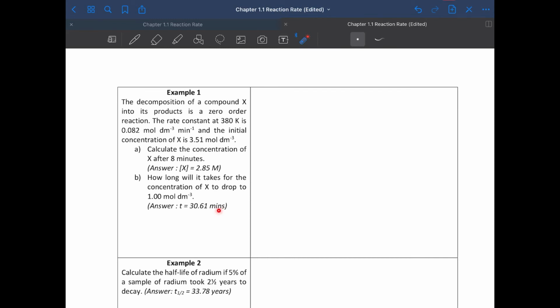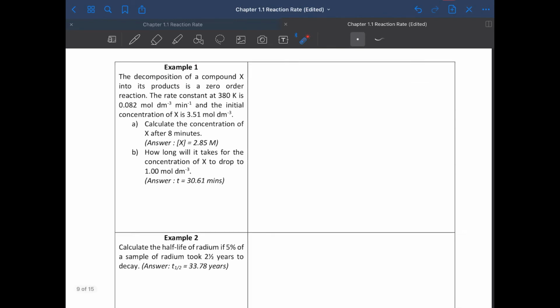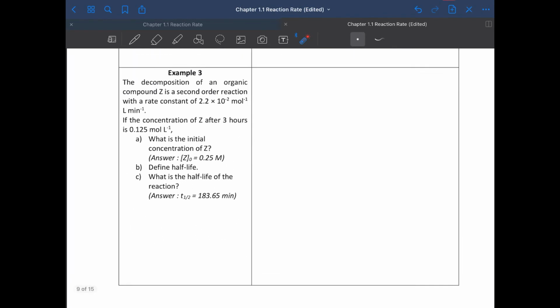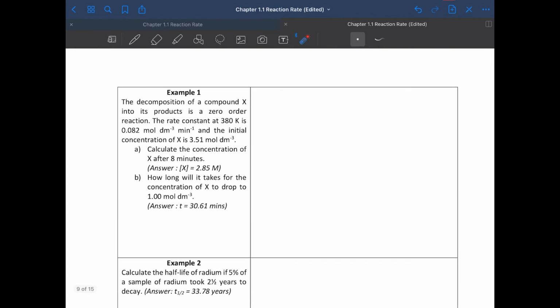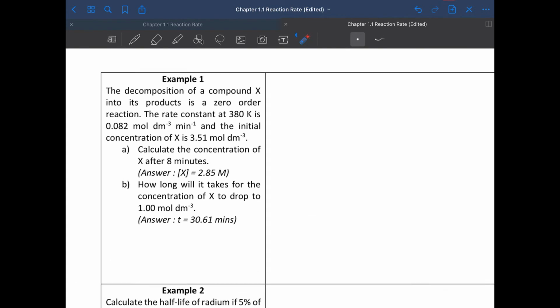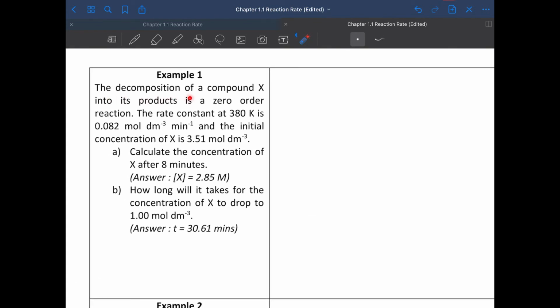Okay, so there are three examples here: example 1, example 2 and example 3. Let us start with example 1. For example 1, the decomposition of compound X into its product is a zero order reaction. This question already gives us a clue that it is zero order. That means we will use the zero order integrated rate equation.